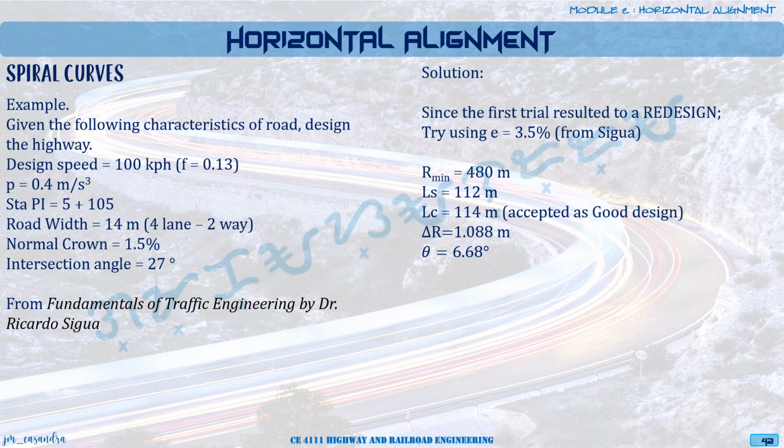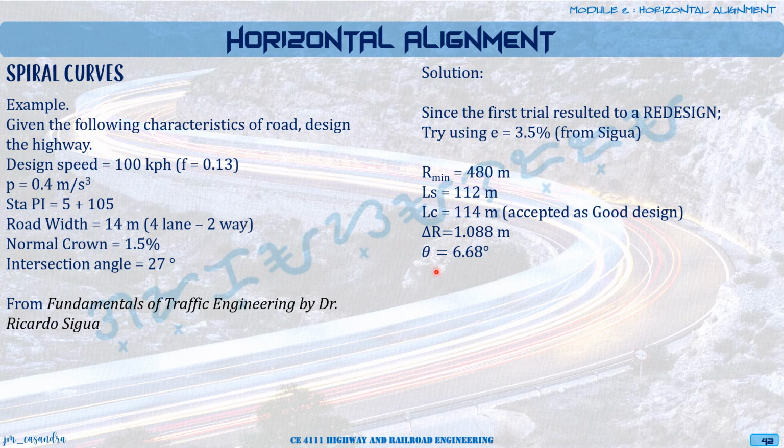Okay? So you can use 3.5 as a practice problem. You repeat the procedures using 3.5, or if you want to try another value, you can see if there are other values of E that would provide a good design in our given road characteristics.